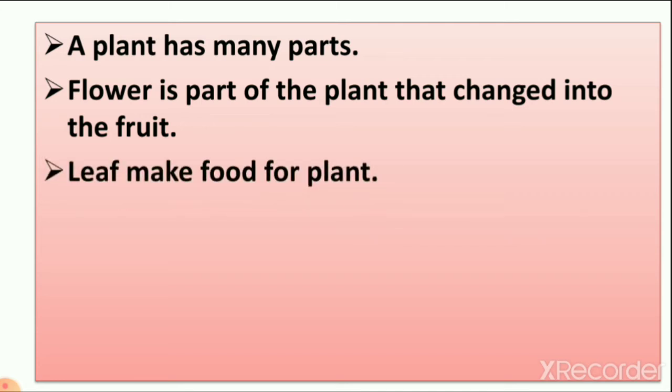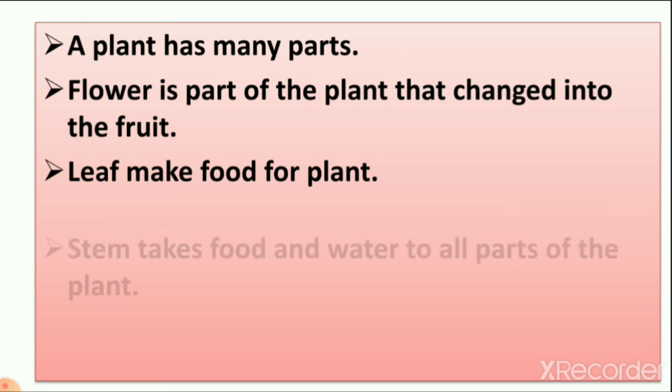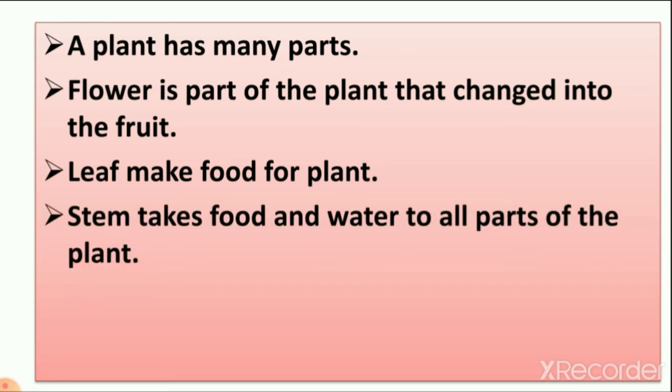The leaf makes food for the plant. That's why the leaf is known as the kitchen of the plant. The stem passes food to all over the plant. So the stem is a very important part of the plant. The stem collects food for the plant inside the stem, which the plant uses to make fruits.